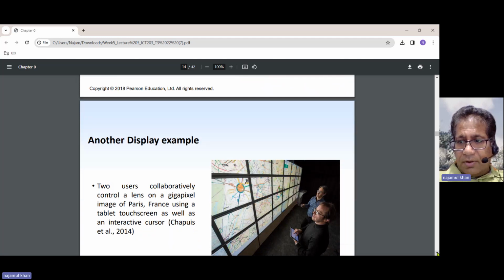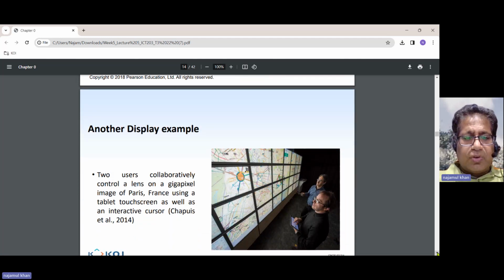Now, guys, we're going to look at another display. As you can see here, two users collaboratively control a lens on a gigapixel image of Paris, France, using a tablet touchscreen as well as an interactive cursor. This is interactive as well, you know. Different sizes of displays are being developed to cater for the needs of what people are doing, from the scientific community to research centers to universities, NASA, military organizations, even police and medical science. There are dozens of departments where these technologies are being used widely.